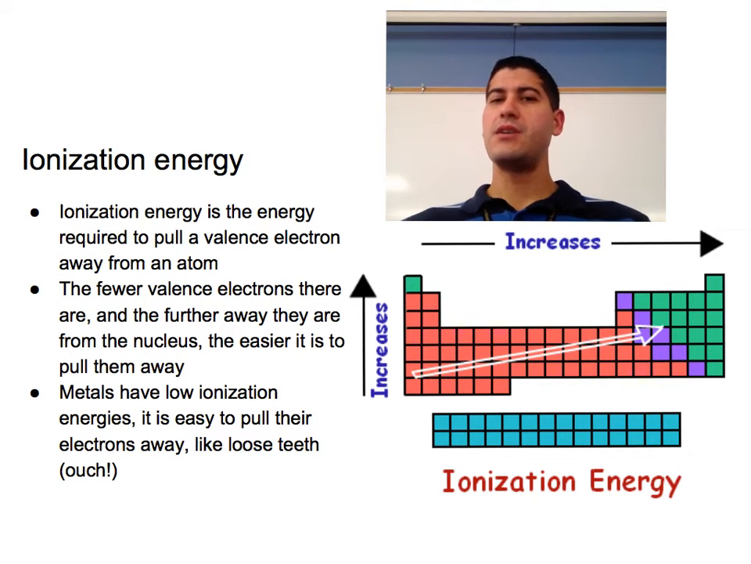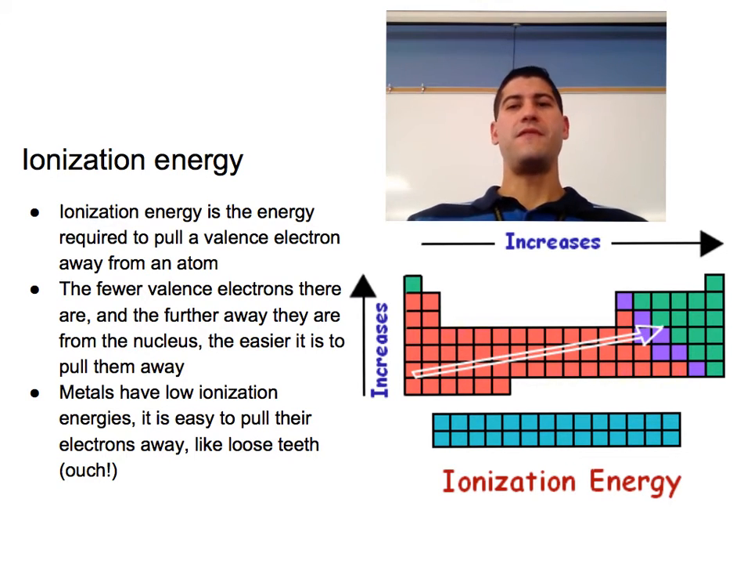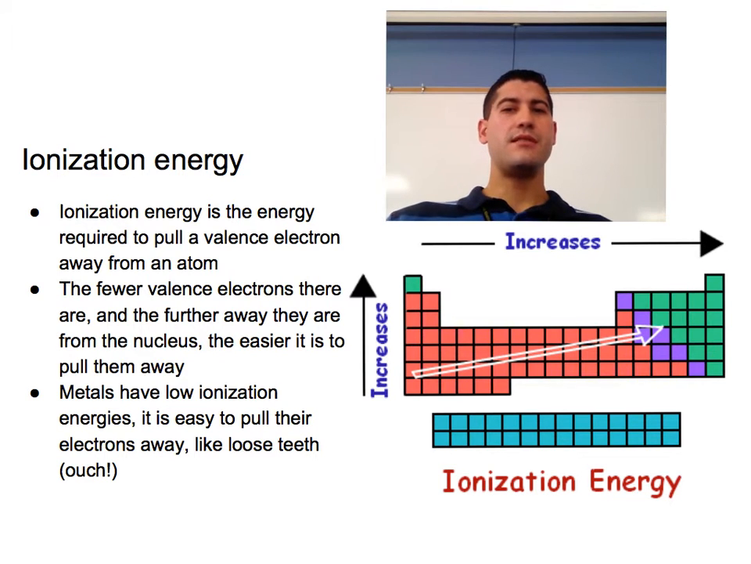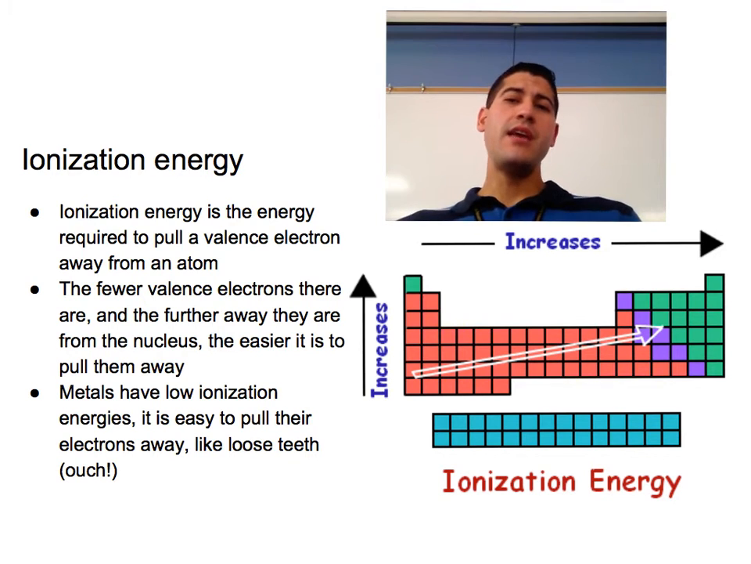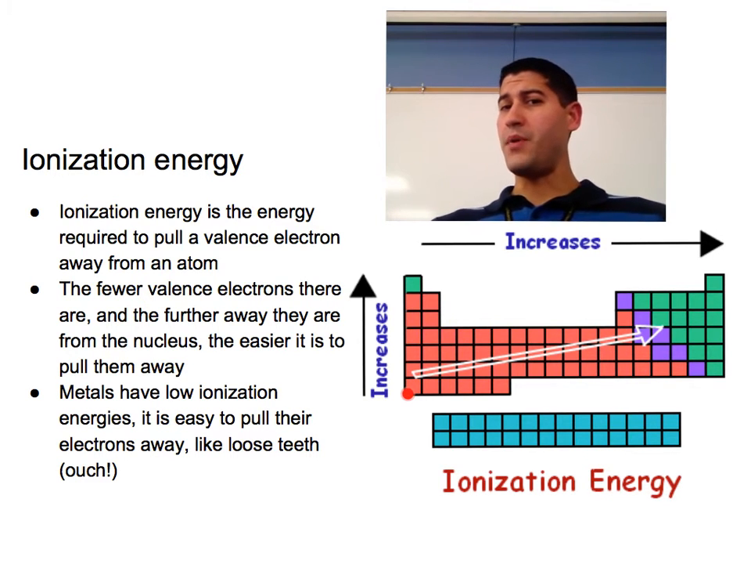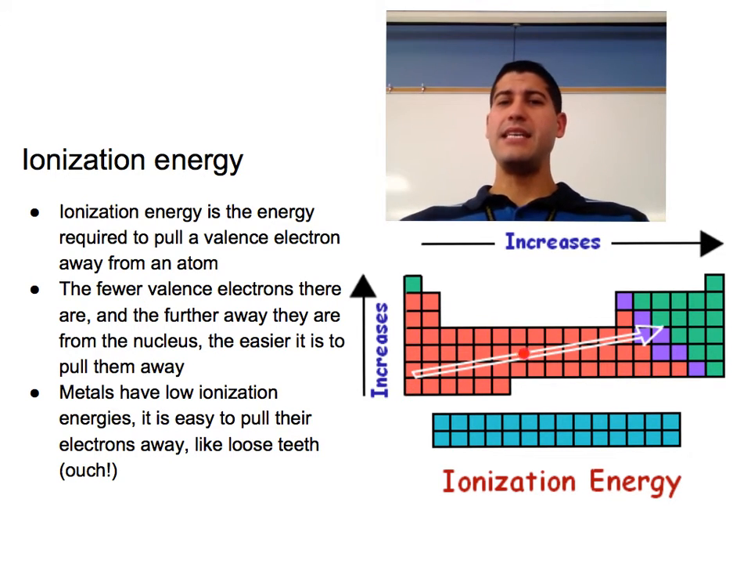fewer valence electrons an atom has, and the further they are from the nucleus, the easier they are to pull off. So ionization energy increases as you go up and to the right. It gets easier and easier to pull electrons off of atoms the bigger they are.